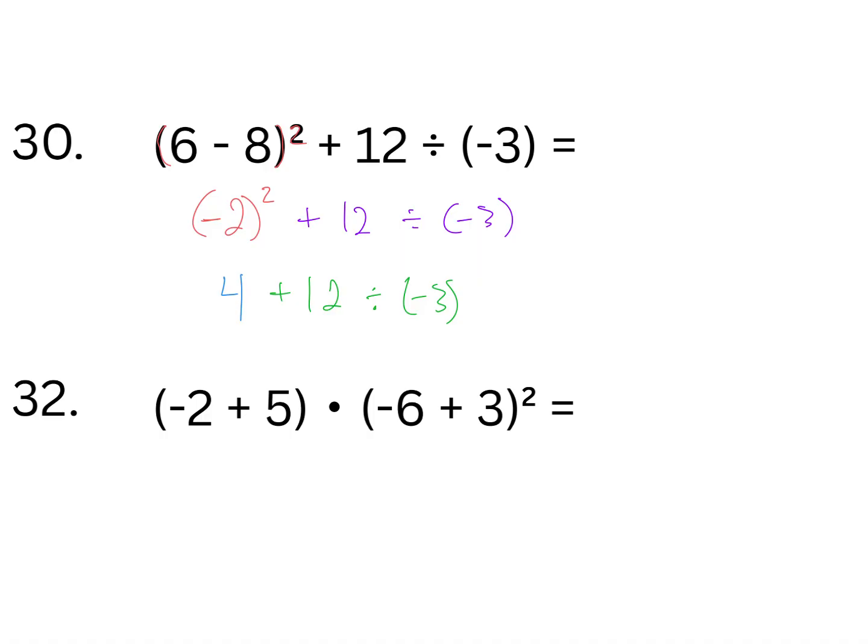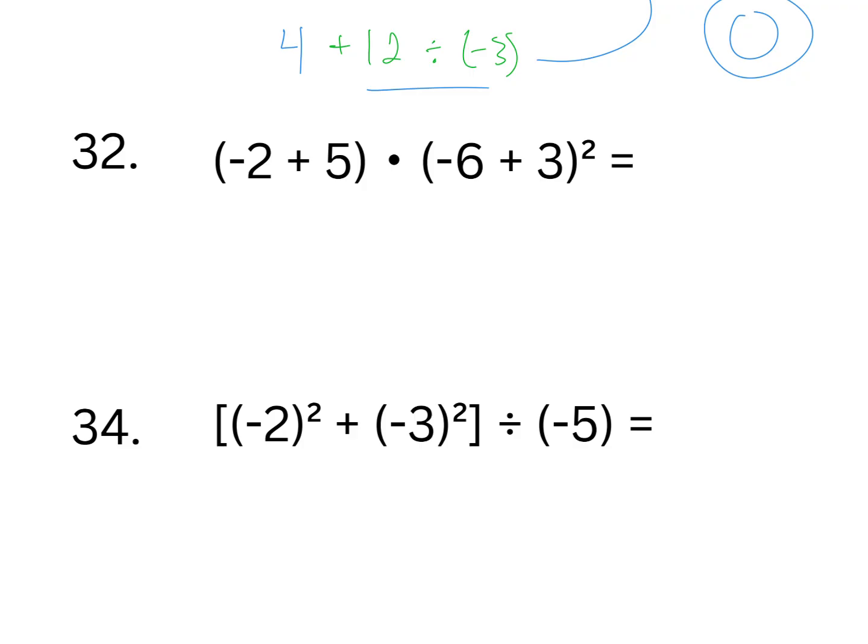Now you would do multiplying or division. So right there, that's what we're going to do next. So we're going to have 4 minus 4. Why is it minus 4? Because 12 divided by -3 is -4, and 4 minus 4 is 0.